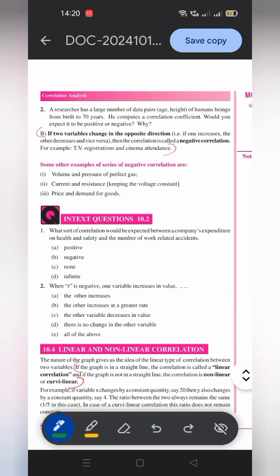Second one, negative correlation. If two variables change in opposite direction, that is, if one increases, the other decreases, and vice versa, then the correlation is called a negative correlation. For example, TV registrations and cinema attendance.